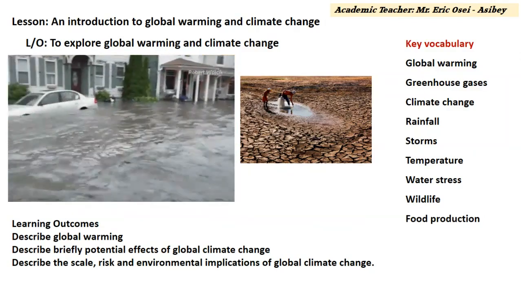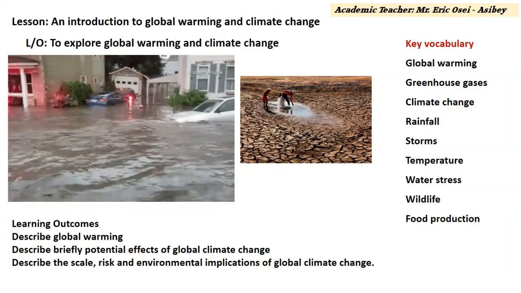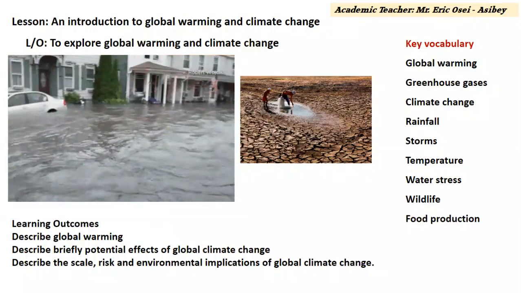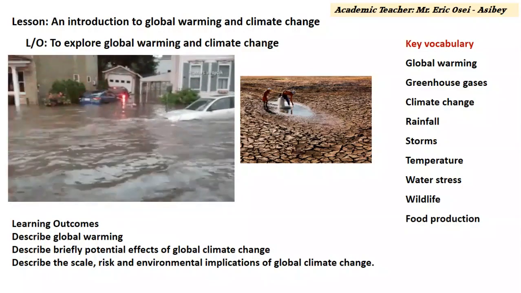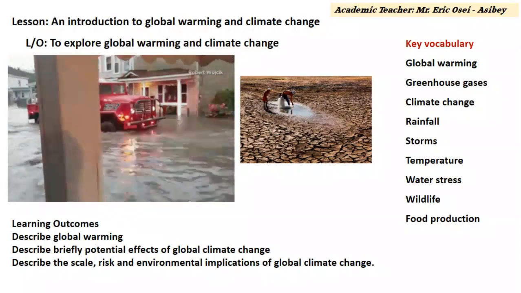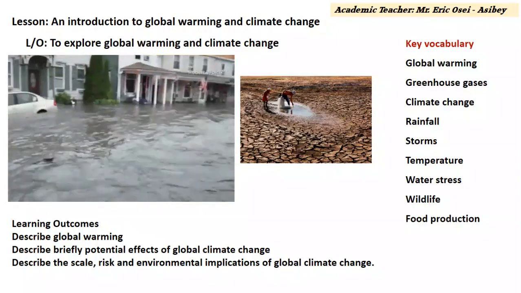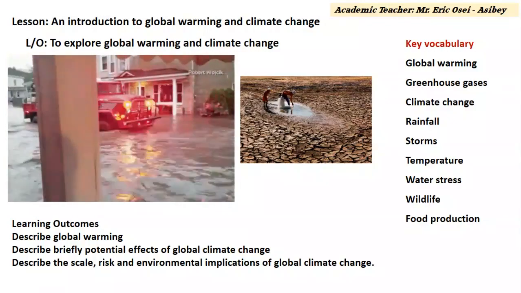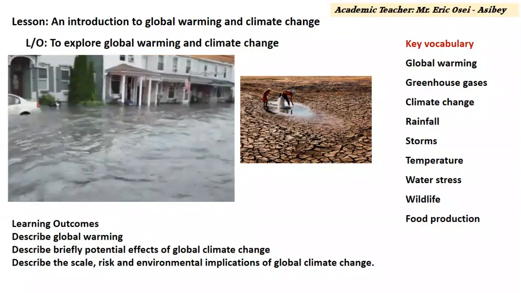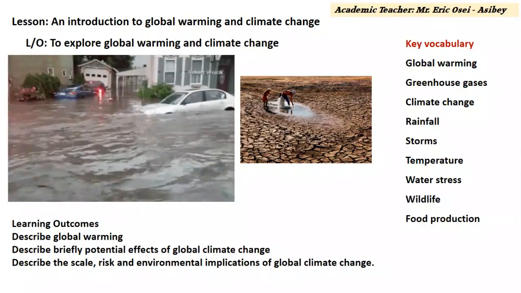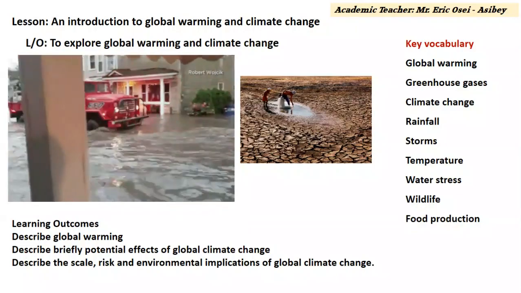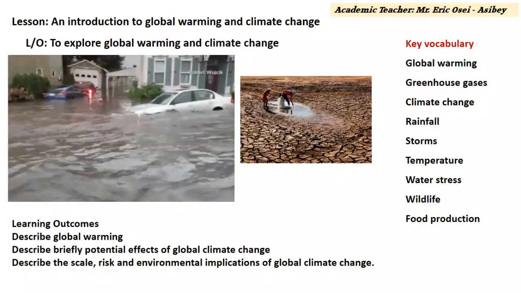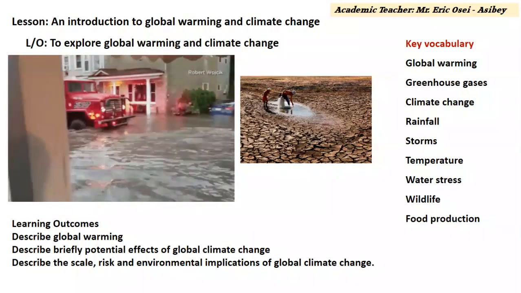Again, I've put down the key vocabulary for this lesson and our learning outcomes. First one is to describe global warming, and then we'll look at the potential effects of global climate change. Once we've had a look at the effects of global climate change, we'll look at the scale, the risk, and environmental implications of this global climate change. I'll give you about 30 seconds for those of you who are writing to write down the lesson title, lesson objective, and the keywords. Thank you.